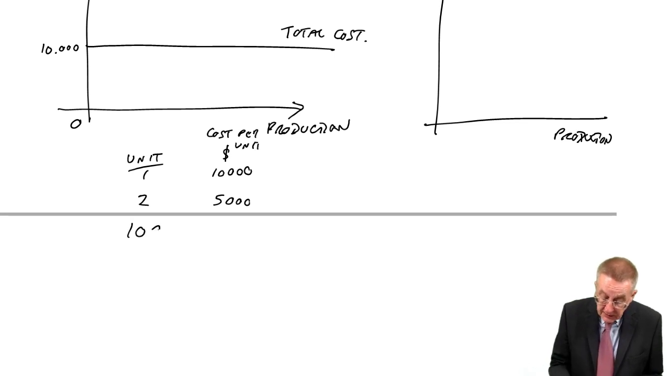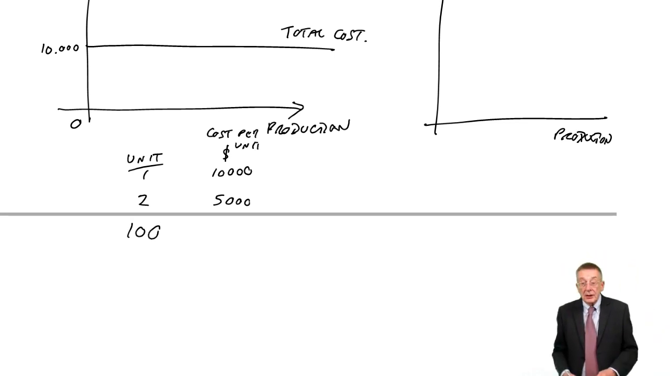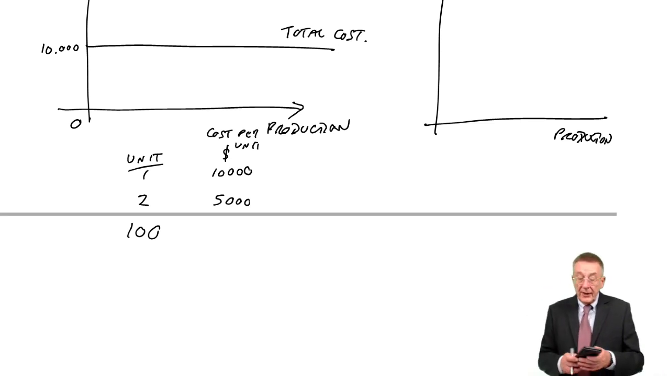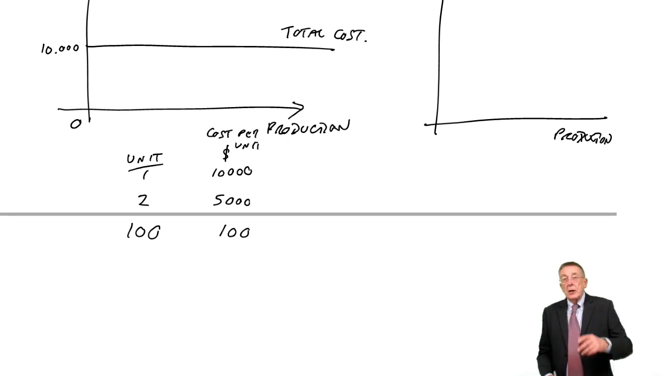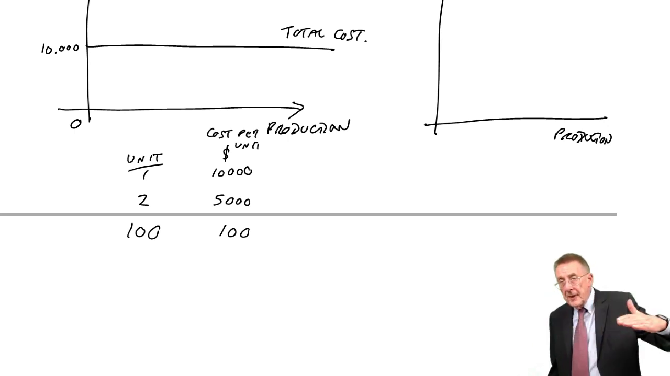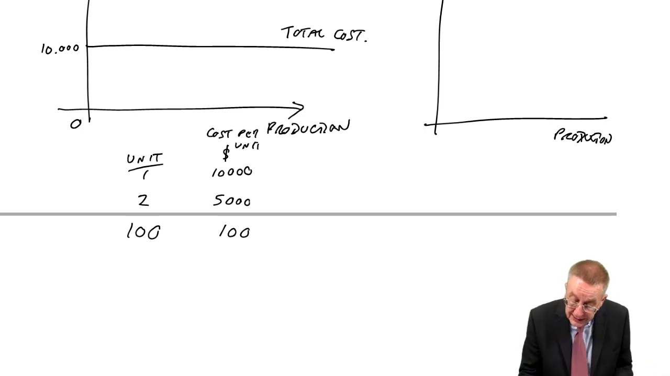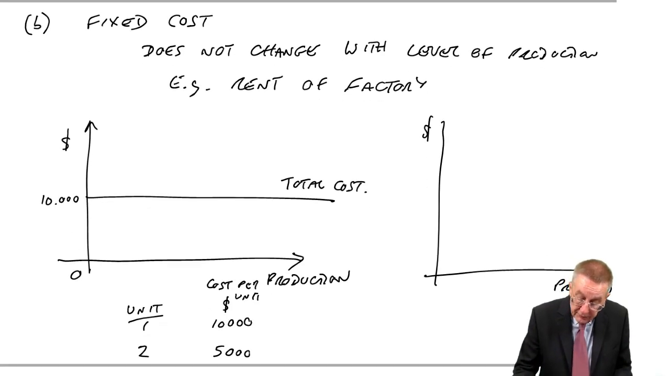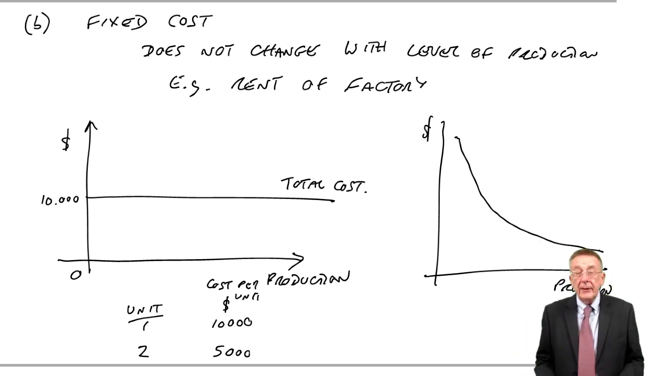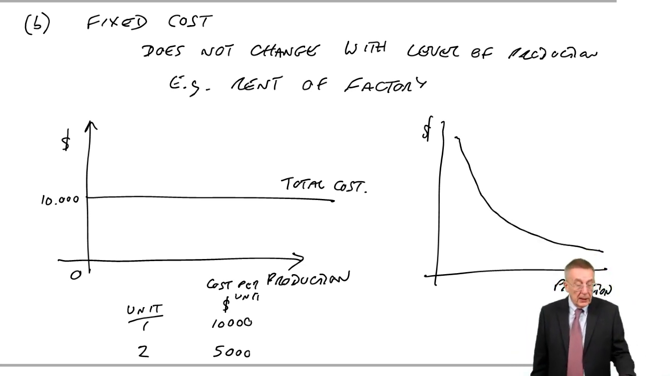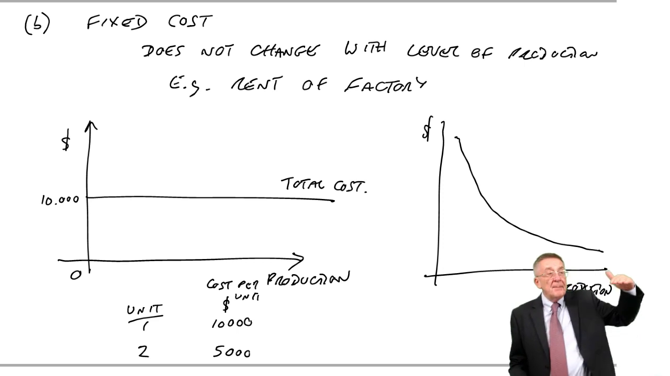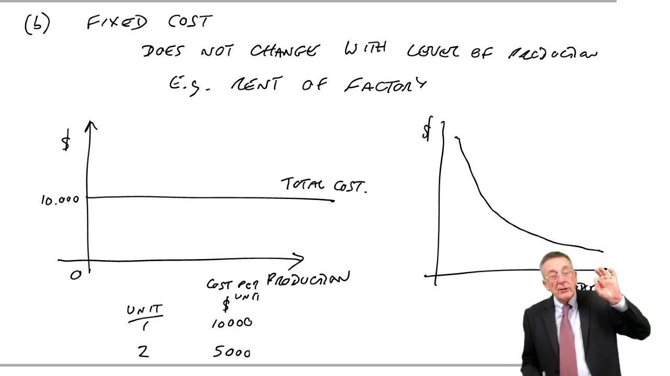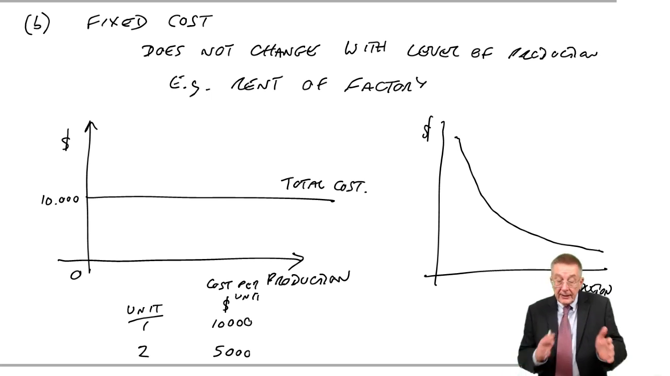What happens if I produced 100 units? I'm still paying 10,000 in total. But if I pay 10,000 and I produce 100 units, each one's then only costing 100. So although the total fixed cost will remain unchanged, the cost per unit will fall. Now, in fact, it's a curve, but this isn't a maths exam. So, if you've done maths, you'll understand. But otherwise, I'm not the slightest bit worried. But simply, the more you produce, the cost per unit for this factory rent will be lower.